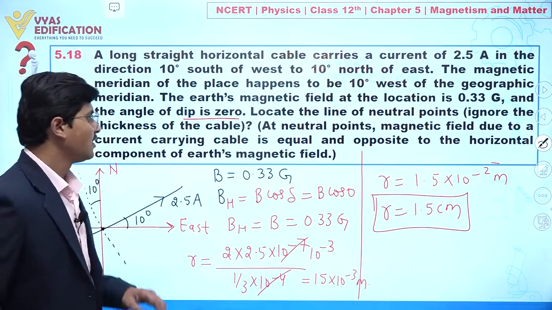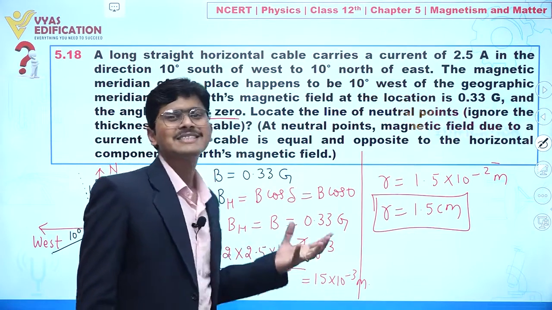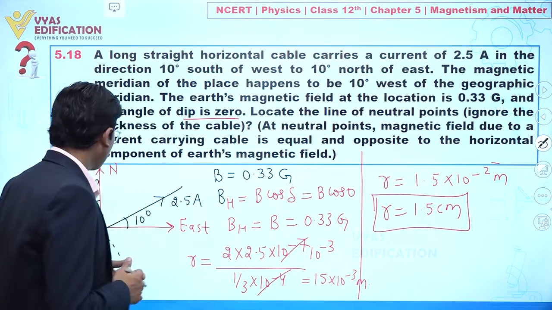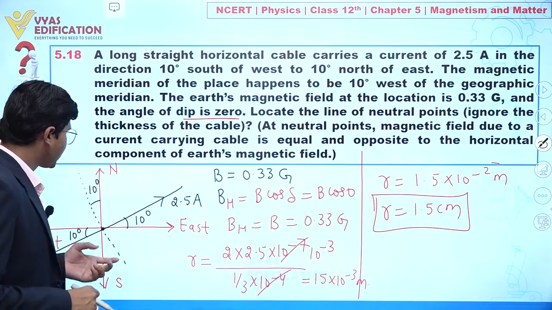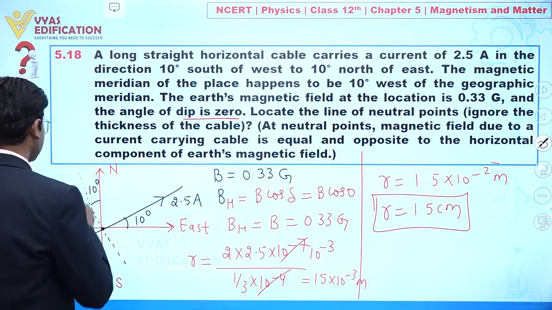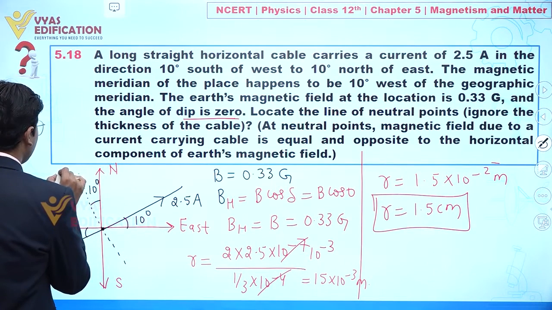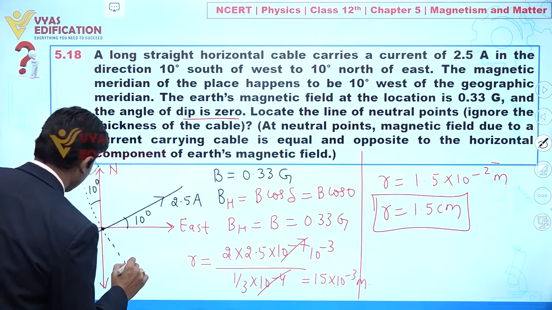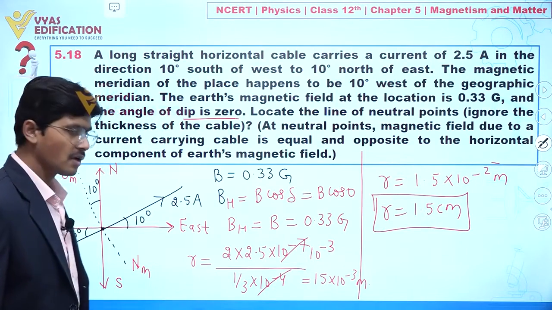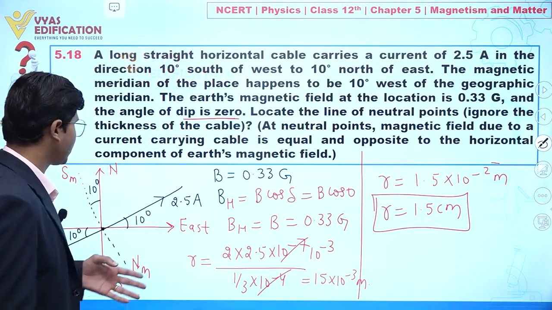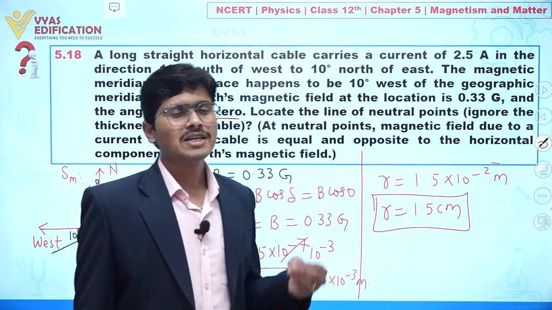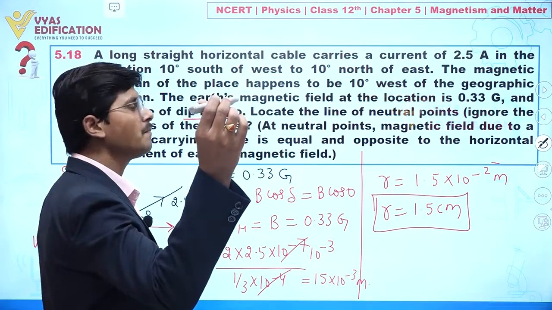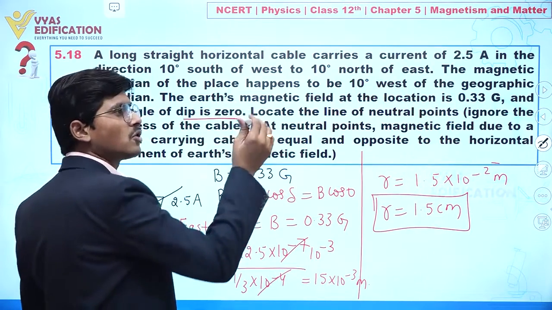Clear to you? Yes. Now the important part is here, what is the direction? Where will we find this location of the neutral point? Clear? Now you can see, whenever I am saying this is north and south, I can say this is magnetic south and this is magnetic north. Clear? This is given here. This is the direction of the magnetic meridian. Now you can say, what is the direction of the earth's magnetic field? So the earth's magnetic field direction is given from north to south, like this.